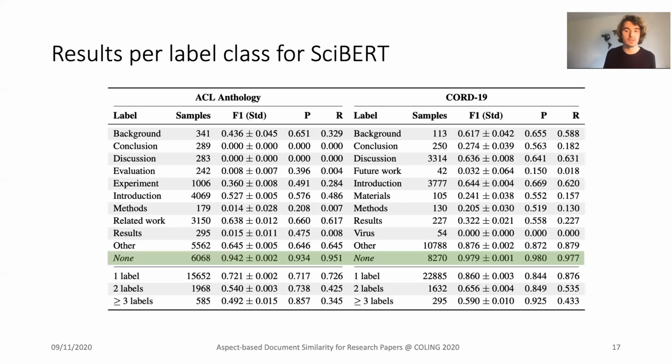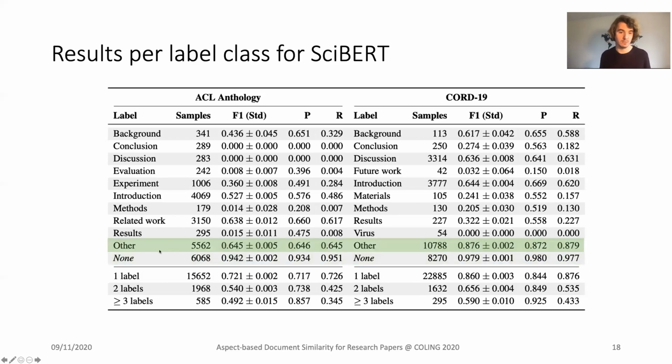Aside from the overall results, we also investigated the performance for different label classes. So as a reminder, each class represents a different section in which a paper is cited. So the section indicates in what aspects 2 papers are similar. But the aspects can be also ambiguous, making the label classification a hard task. And in the results here, we see that the non-label, the non-class, so negative samples, yield the highest scores by a large margin for both datasets.